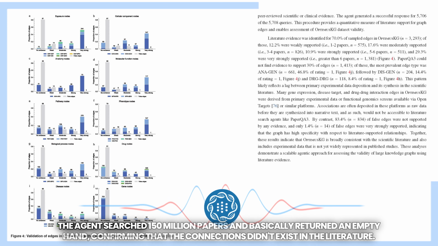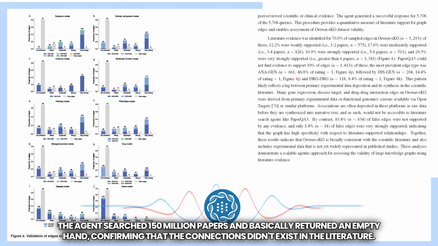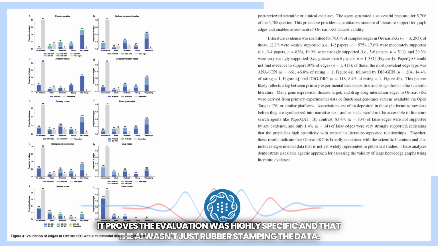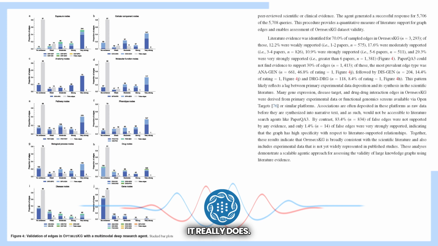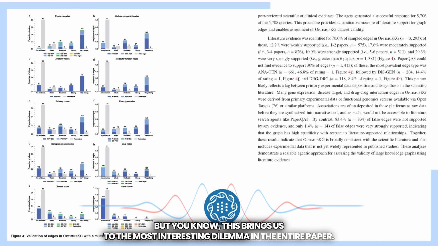Wow. The agent searched 150 million papers and basically returned an empty hand, confirming that the connections didn't exist in the literature. It proves the evaluation was highly specific and that the AI wasn't just rubber stamping the data. It establishes profound trust in the 70% of edges that were verified. It really does. But you know, this brings us to the most interesting dilemma in the entire paper.